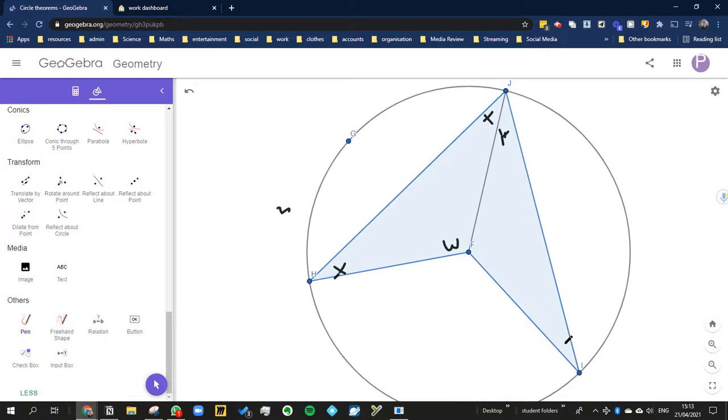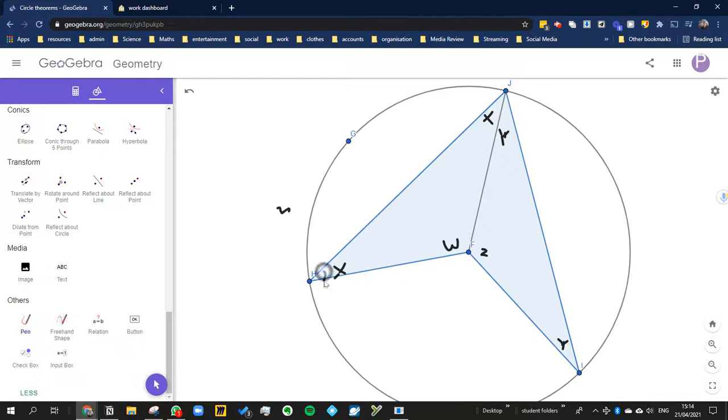And over here, we're going to call this one Y as well, because that's also an isosceles triangle. I'm going to call this one X, Y. Let's call this one Z. And we've got the remaining angle here. Well, we're going to come back to that angle in a moment.